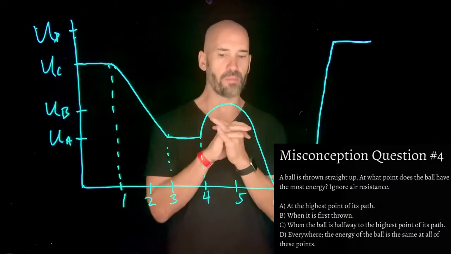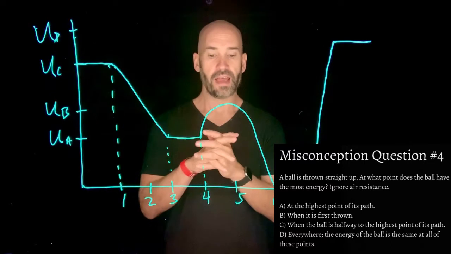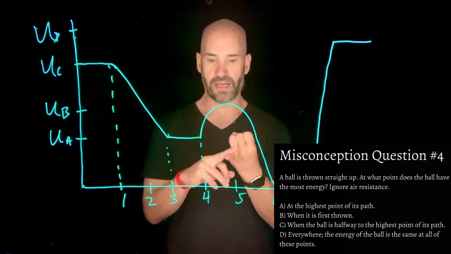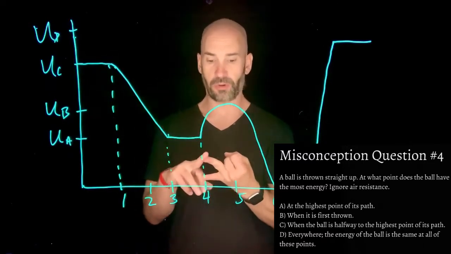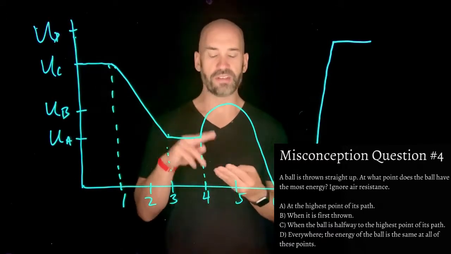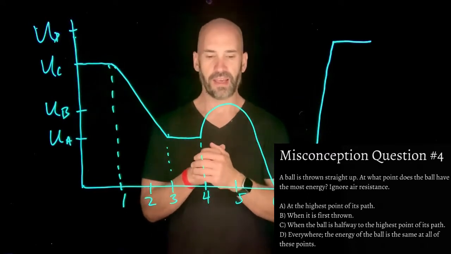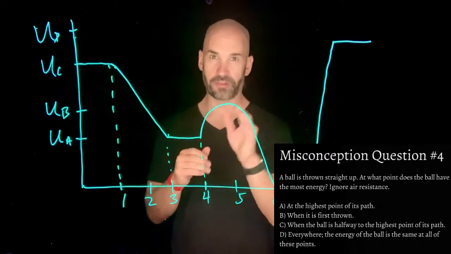The question is, a ball is thrown straight up. At what point does the ball have the most energy? A, at the highest point of its path. B, when it is first thrown. C, when the ball is halfway to the highest point of its path. Or D, everywhere. The energy of the ball is the same at all of these points. And the problem says, ignore air resistance.